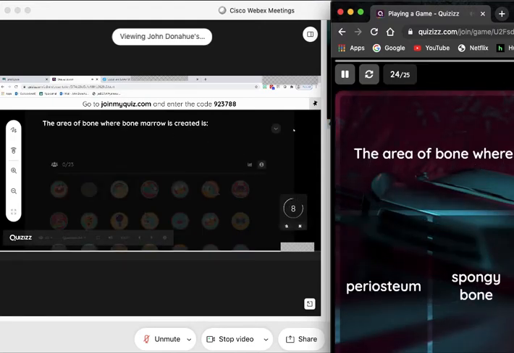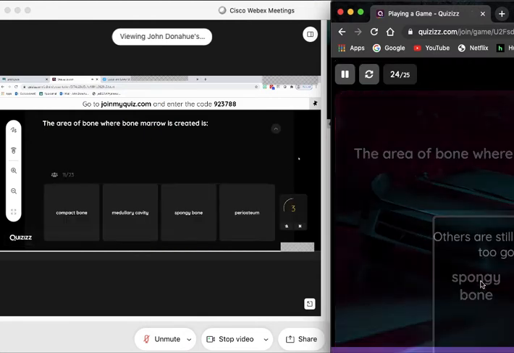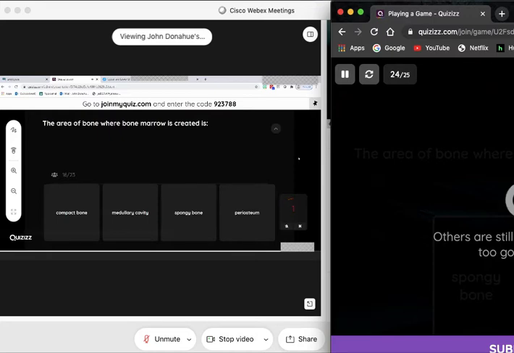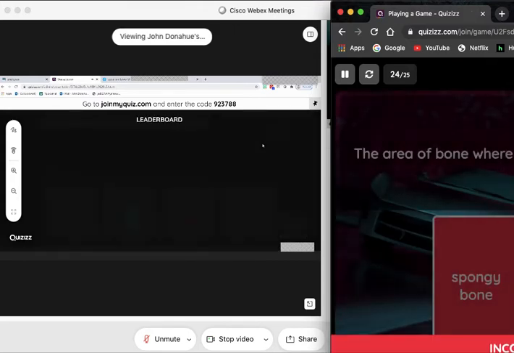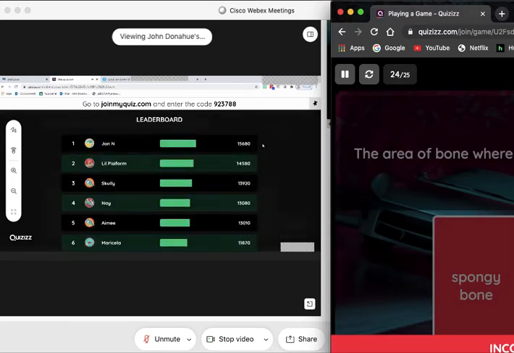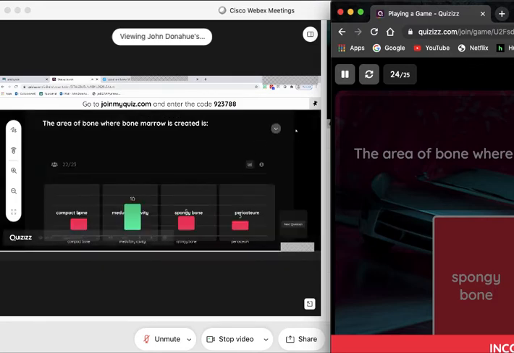The area of bone where bone marrow is created is the medullary cavity. So don't mix it up with spongy. By the way, spongy bone is where the marrow will be stored, versus medullary cavity is where it will actually be created. Periosteum is that wrapping around the bone, also where there's vein connections and artery connections. Compact bone is the protective hard bone around that entire bone for protection purposes.